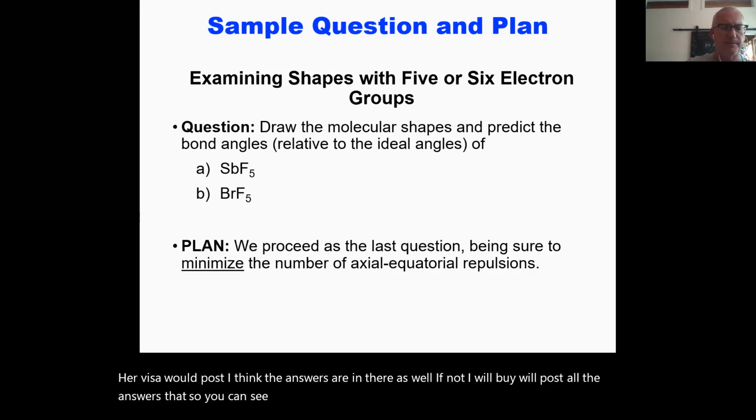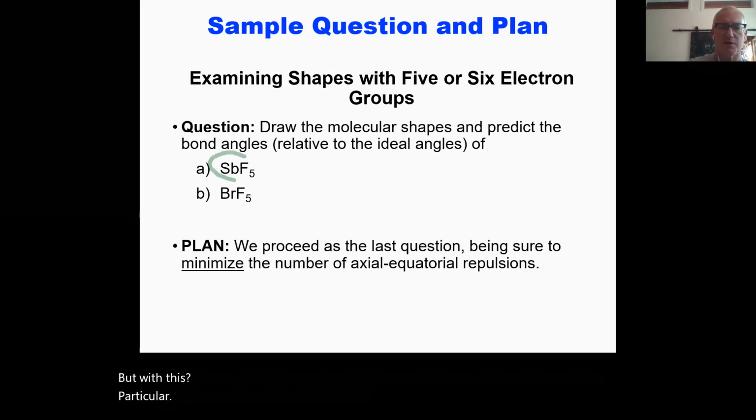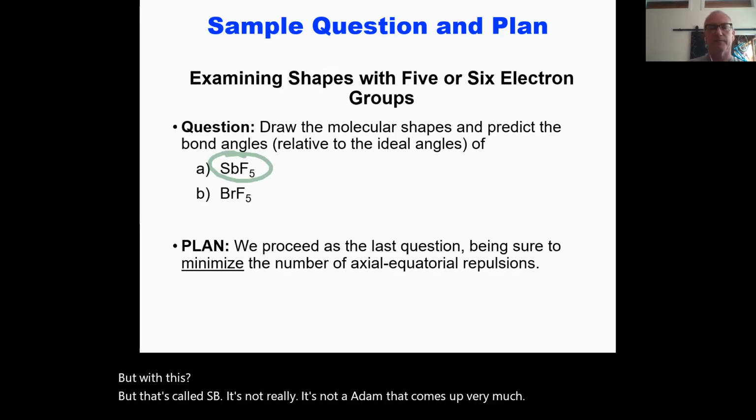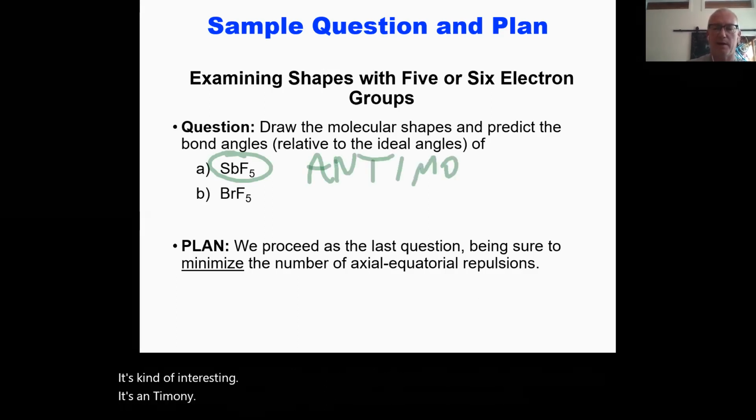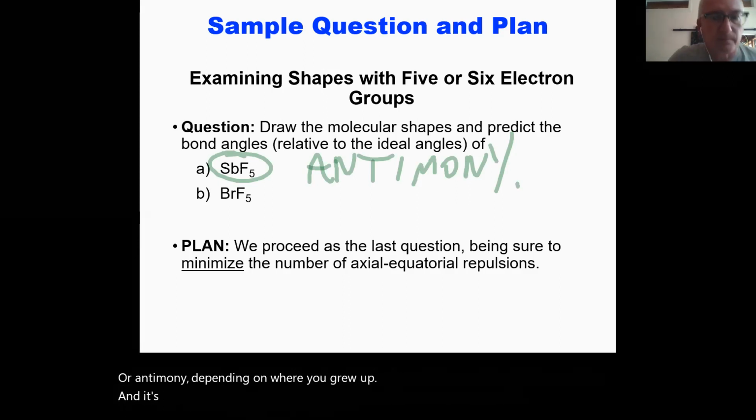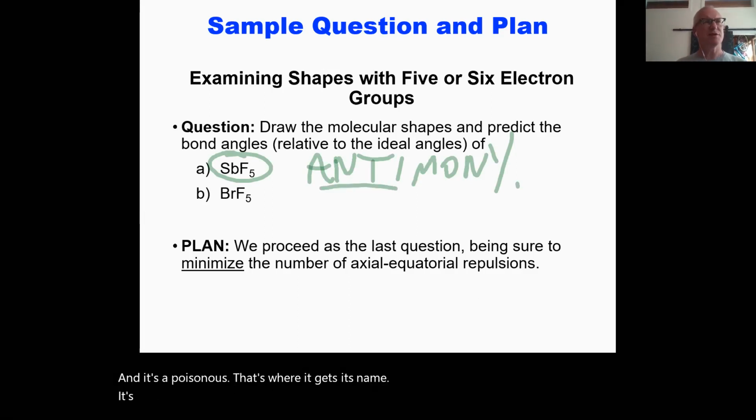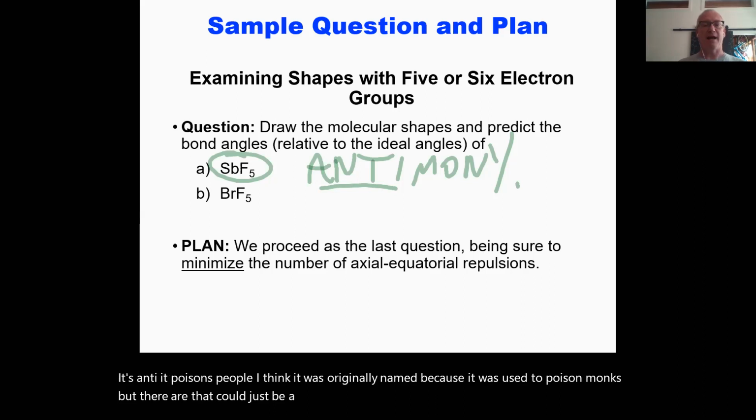So let's look at, anybody know what this particular element is called? Sb. It's not an atom that comes up very much. It's kind of interesting. It's antimony or antimony, depending on where you grew up. And it's poisonous. That's where it gets its name. It poisons people. I think it was originally named because it was used to poison monks, but that could just be an old chemist's tale.